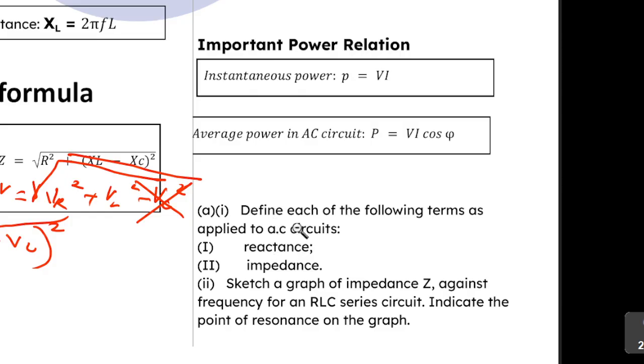So of course, these are some definitions. We are not going to be sketching this particular graph yet, because the data is not available in this video as at when this video is being recorded. So let's move on to the question.